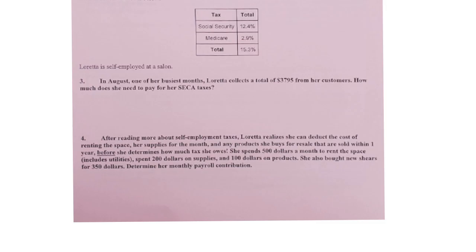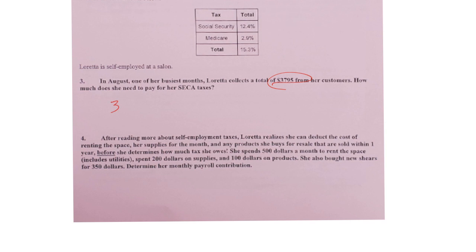All right, now we're talking about self-employment. So remember, self-employment is a little bit different because you have to pay the employee portion and the employer portion. The reason they only paid 7.65% previously is because the employer and the employee pay the same amount. So here, Loretta is going to collect $3,795 from her customers. So 3,795 times 0.153.